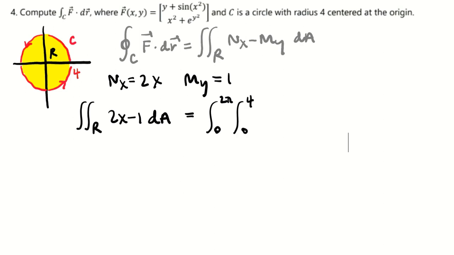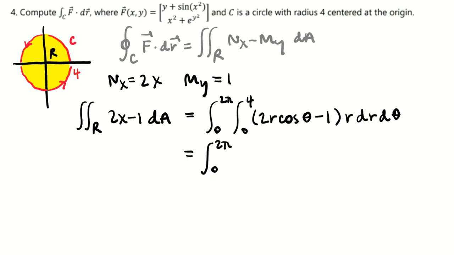Okay, 2x minus 1, x is r cosine theta. And dA is r dr d theta, or r d theta dr if you would prefer that order of integration. I think I'm going to just go with r first. It'll be pretty easy. Okay, this will be the integral from 0 to 2 pi of, I was going to actually distribute that in, 2r squared cosine theta minus r dr, and then d theta.